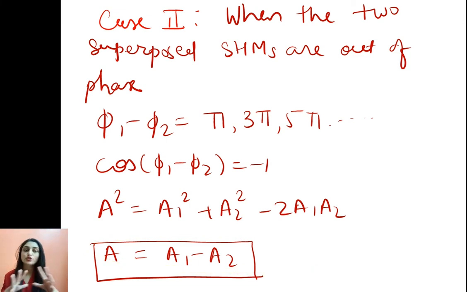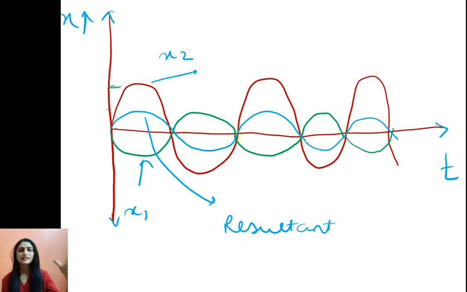So when the two SHMs are in phase, we get the resultant amplitude equal to a1 plus a2, and when the two SHMs are out of phase, we get the resultant amplitude equal to a1 minus a2. So it is something like this. Suppose the green one is the first SHM acting on the particle, and x2 is the second SHM acting on the particle. The resultant of these two will be a subtraction, so x2 minus x1. It will lie in between these, and it is obviously out of phase. So this is how it looks.